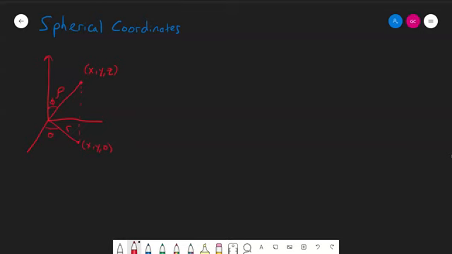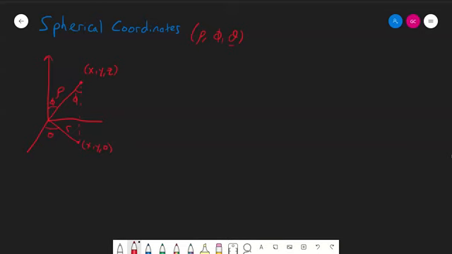And actually, let me also label this angle. This angle up here is also phi. So spherical coordinates consists of rho and phi and theta. And I should emphasize that the theta is the same theta as in cylindrical coordinates. But that r is not one of the spherical coordinates. It's just here for reference to show us how spherical and cylindrical are related.